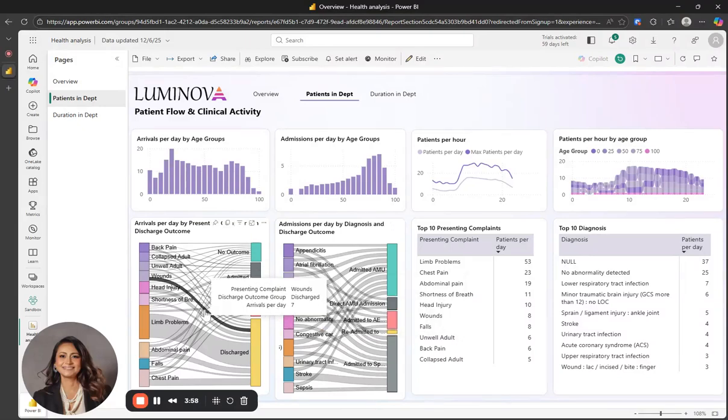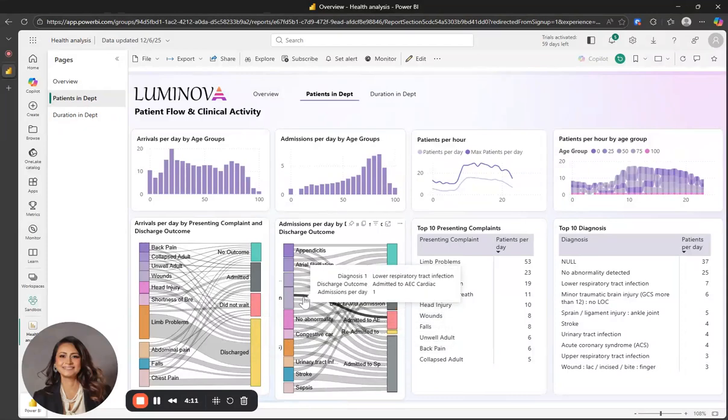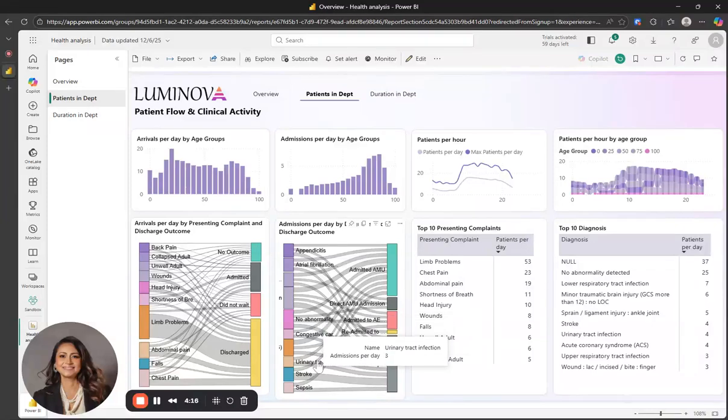We introduce two Sankey diagrams mapping patient pathways. The first visual links presenting complaints to discharge outcomes, showing how different complaints translate into clinical decisions. The second links diagnosis to discharge outcomes for admitted patients, offering a clear view of clinical pathways, rework, and flow bottlenecks.